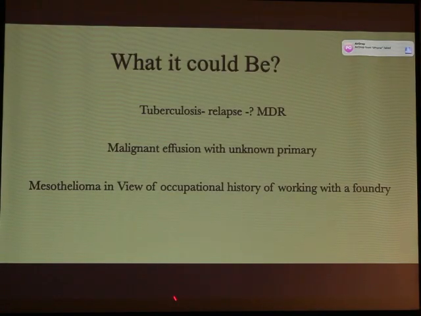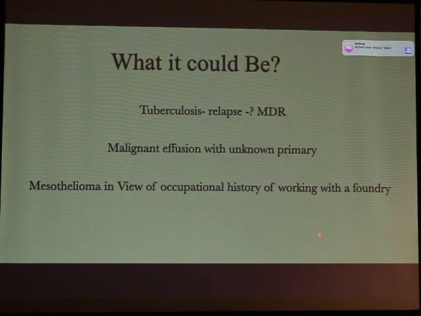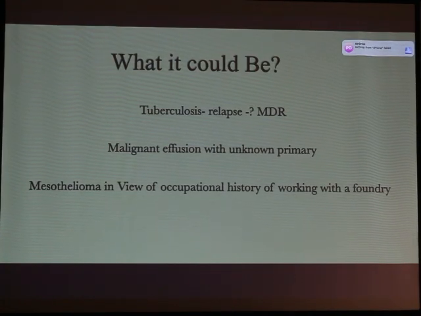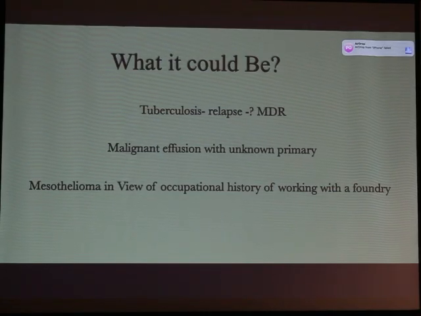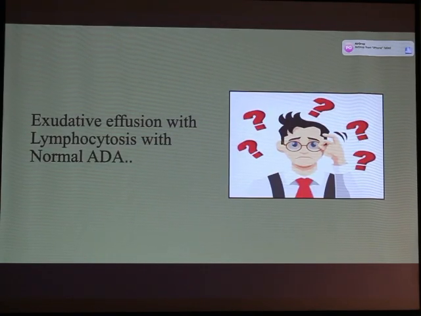So we thought about what it could be. It could be tuberculosis relapse. The patient had taken ATT, but TB can always relapse. Malignant effusion with unknown primary. Maybe it's not tuberculosis. He's 75 years old. There is a hidden primary, and we don't know. ADA was not high. That means it's not tuberculosis. ADA has a very high specificity, and though the sensitivity is low, it has a very high negative predictive value. So if ADA is normal, there is very little chance that it can be tuberculosis. Mesothelioma, in view of the occupational history of working in a foundry. So that's how we were thinking about what should be the next step.